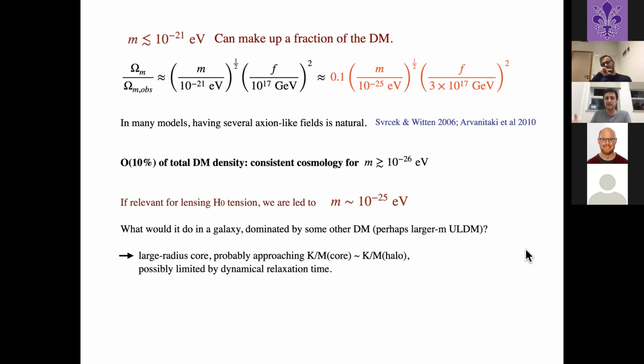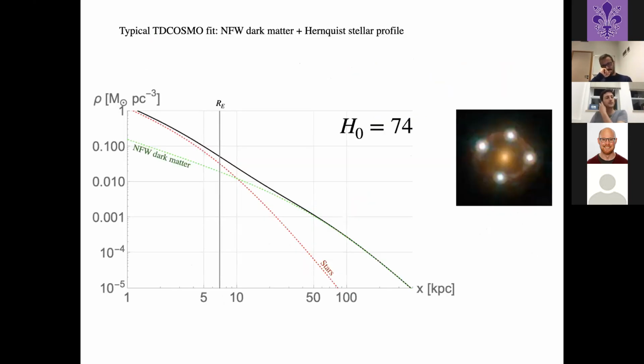So if these axions exist, they would try to make a core. How does it look? So this is a typical TDCOSMO fit for a galaxy with NFW and stars. So NFW, again, inspired by what we see with pure N-body cold dark matter simulations, and stars fixed by the light with constant mass to light ratio. And I just arbitrarily put the H0 to be 74 in here. And for comparison, I put the position of the projected Einstein radius for this system. Okay, so you can see what I said before. These Einstein radii sit in places where baryons are dominating over the dark matter. Okay, so these are somewhat messy regions.